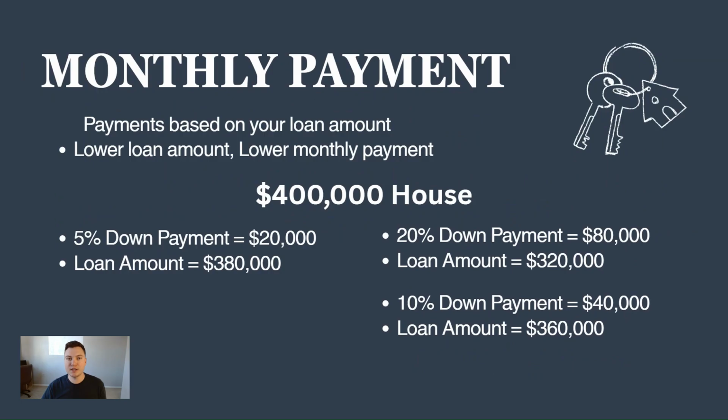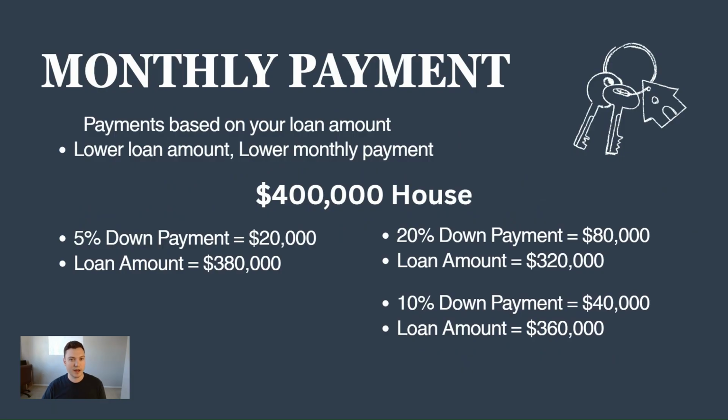What's important to understand here is that your monthly payment is based on your loan amount. So if you have a higher down payment, your loan amount is smaller, which means you have a lower monthly payment. Some examples here: if you bought a $400,000 house with a 5% down payment, your loan amount is going to be $380,000. If you saved up for 20% down, then that $80,000 down payment means that your loan amount is $320,000.